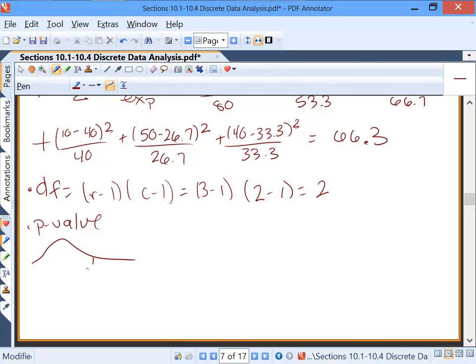Let's see, my test statistic is 66.3. I'm looking for the area to the right tail. Chi-square tests are always to the right tail here. And I'm looking for the number 66.3. So you guys have a table in front of you. Look at 2 degrees of freedom and look for the number 66.3. Where is that going to be?